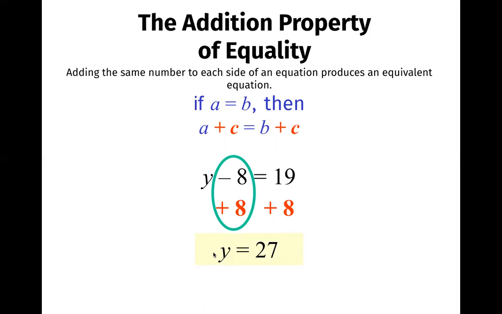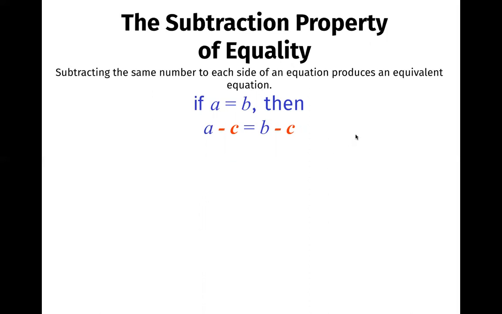So you can see here that your variable is isolated on one side and that it equals the value 27. If you were to plug this value back into the original equation, you'd see that they equal one another. So 27 minus 8 would equal 19. So you know that it checks out.